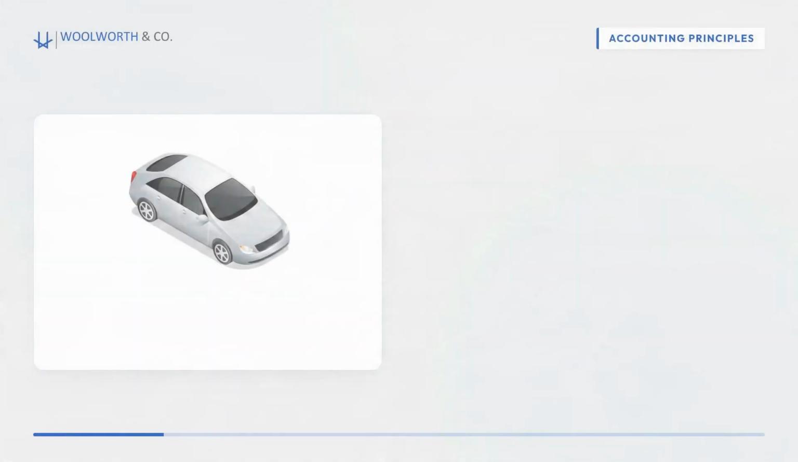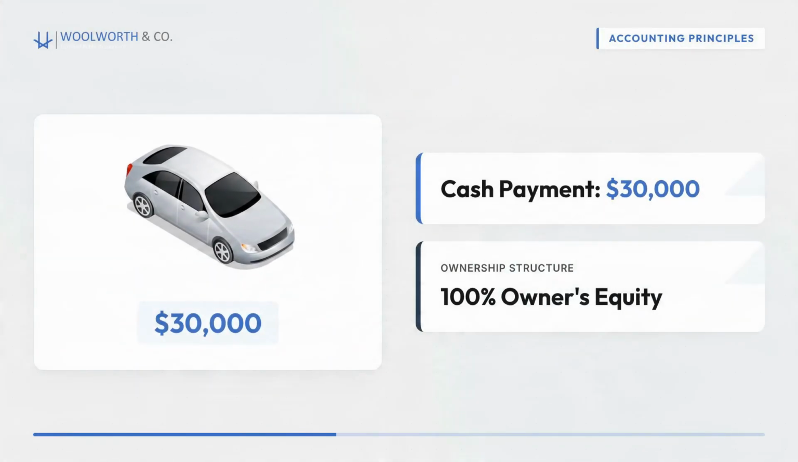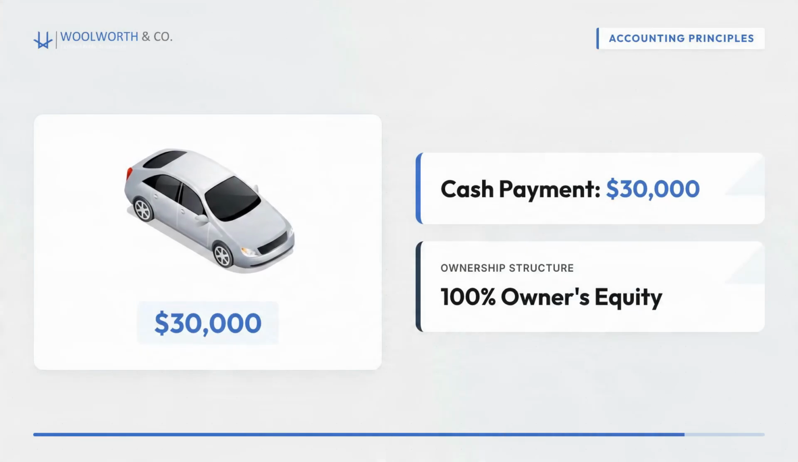In accounting, this relationship is what we call the accounting equation. Let's break it down using that car as our example. Imagine you buy a $30,000 car and pay for it entirely with cash. In this case, you own 100% of that asset. Your equity is equal to the car's value.